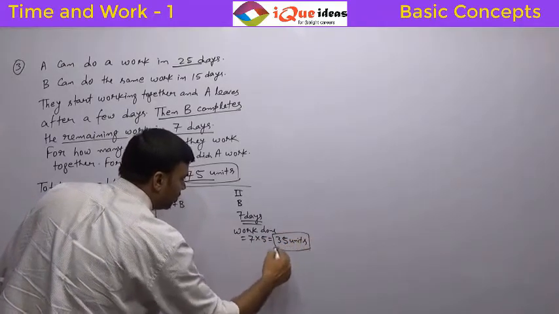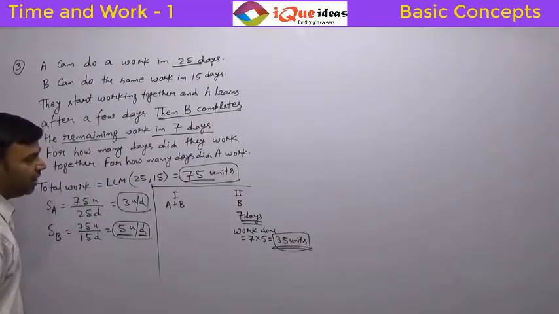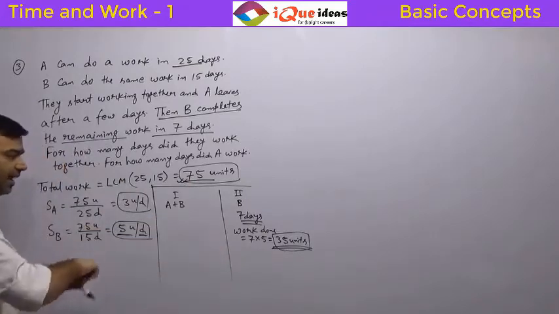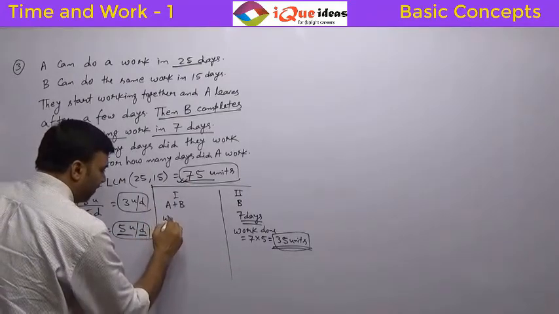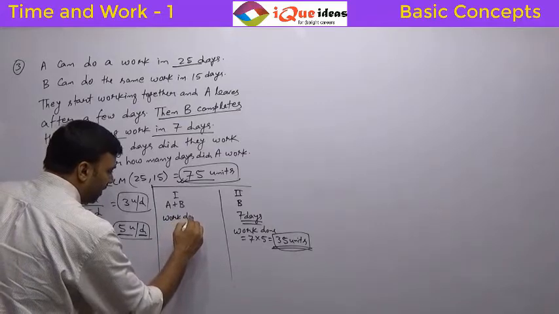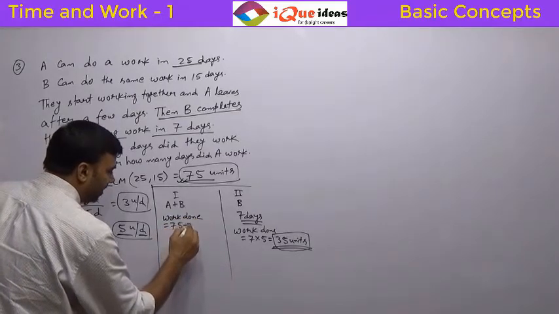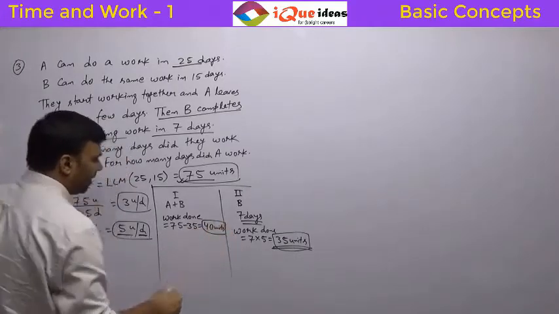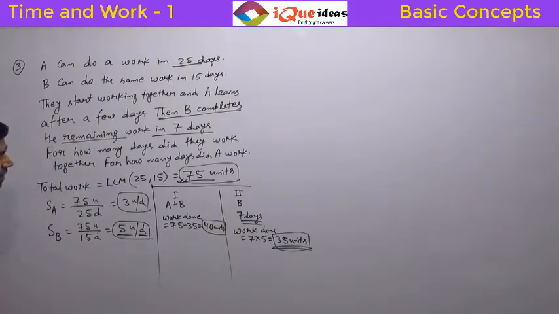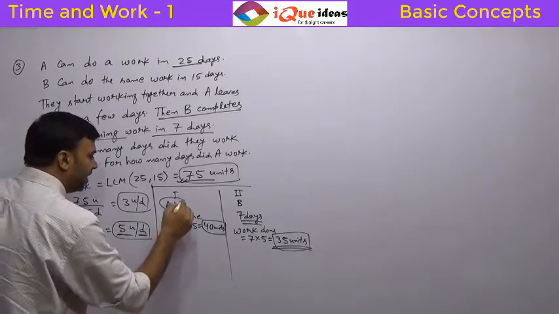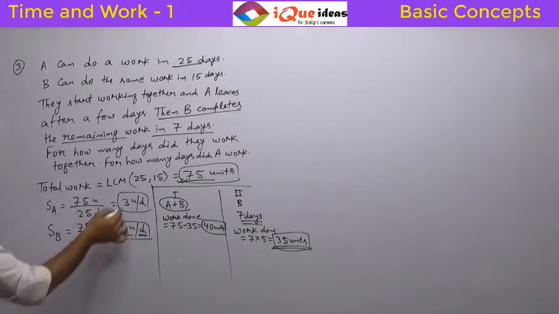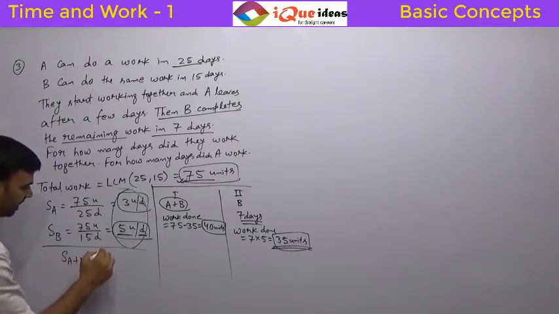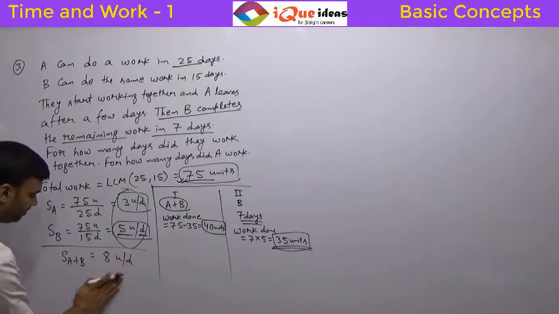That means B has done 35 units to complete the work. But the total work we have taken as 75. So what happens? The remaining work was already done. So in the first phase, the work done would be equal to 75 minus 35, which is 40 units. Now, who is doing this 40 units? This 40 unit work is done by both A and B together. And what is the combined speed of A and B together? It is 3 plus 5, that is 8 units per day.